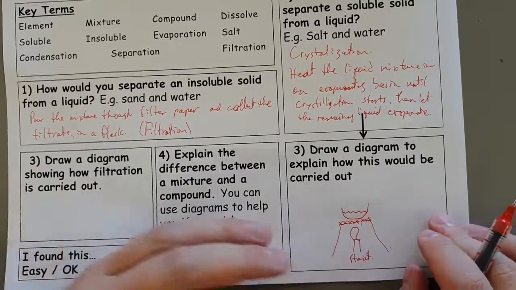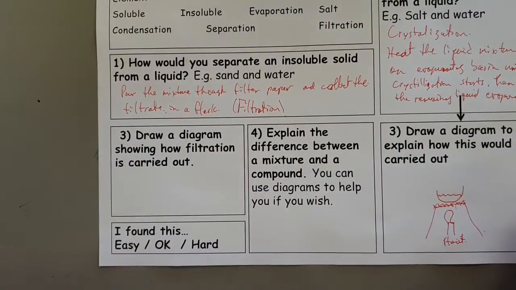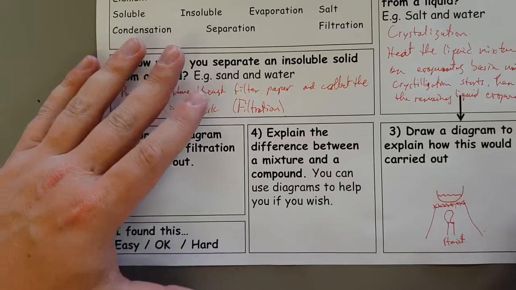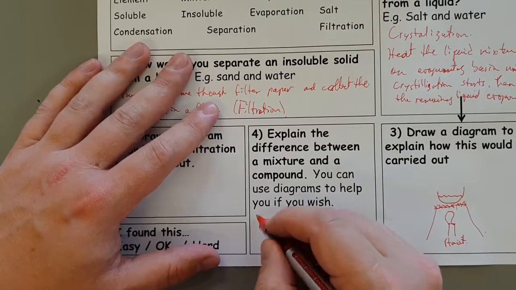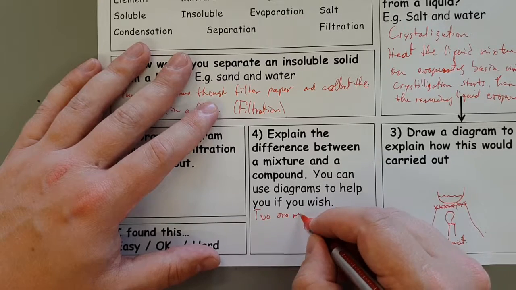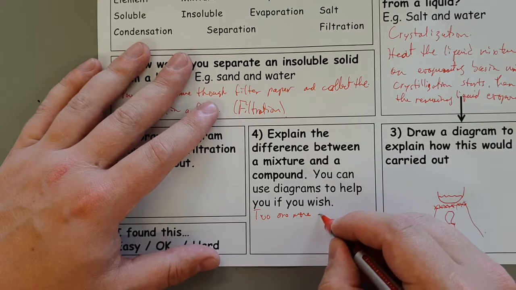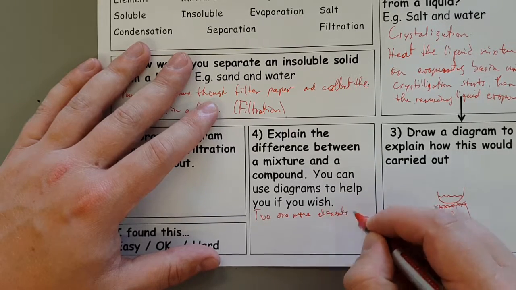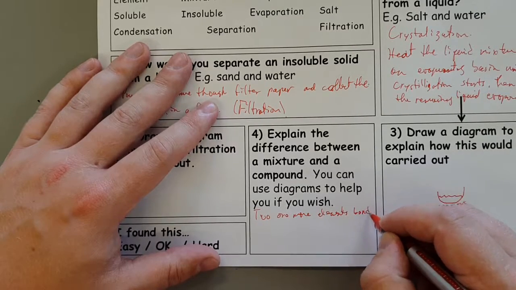That's it. Explain the difference between a mixture and a compound. You can use diagrams to help if you wish. So a compound is two or more elements bonded chemically.